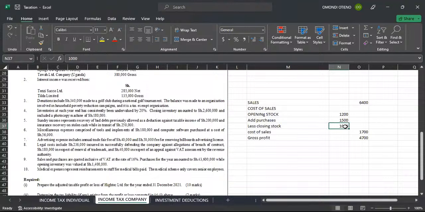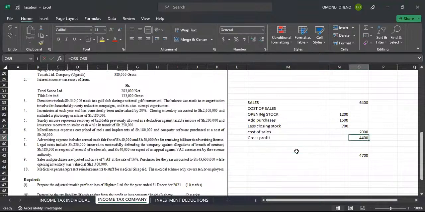So we want to remove it. It should not be there. It means our real closing stock should be of what value? 700. So let's see. If we bring in 700 there as the real value of closing stock, tukitoa ile photocopying machine, let's look at our profits.